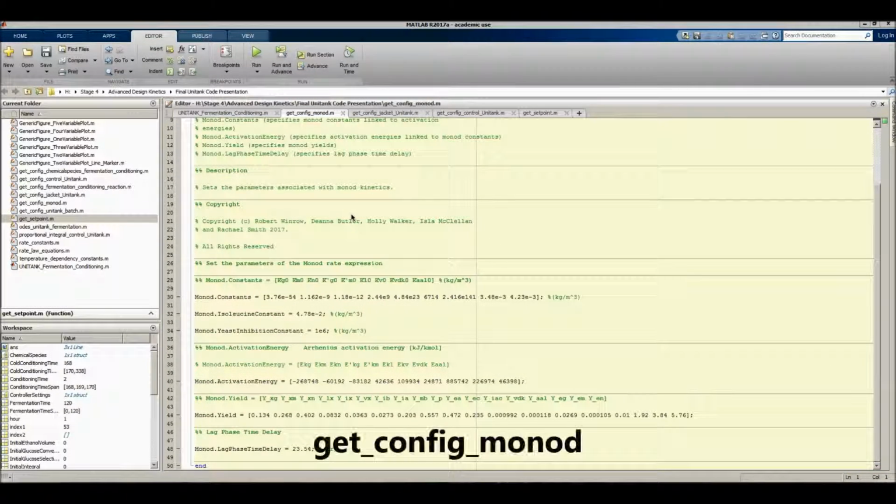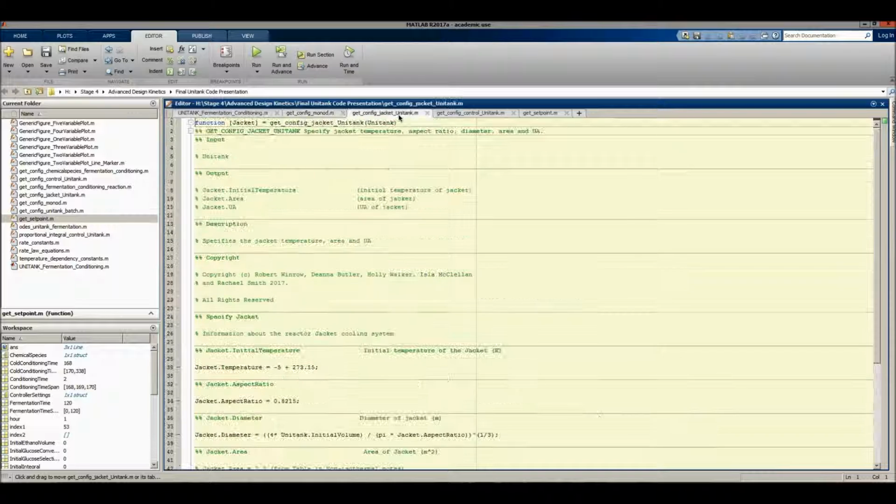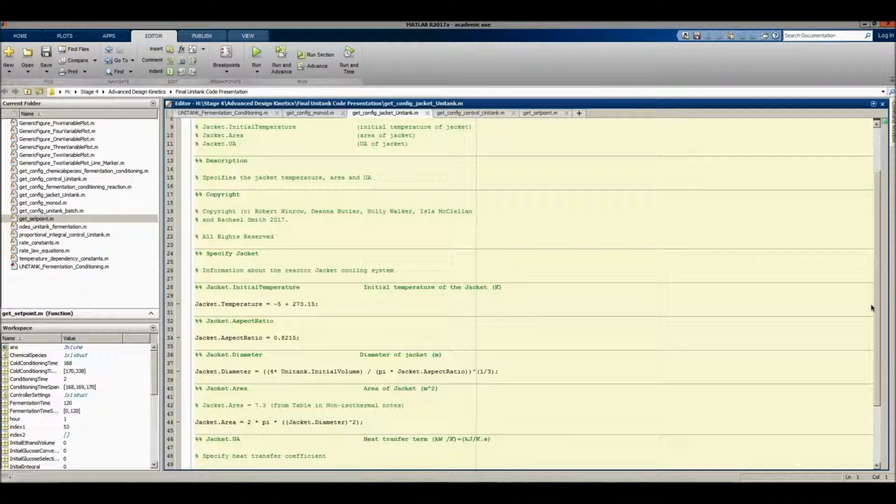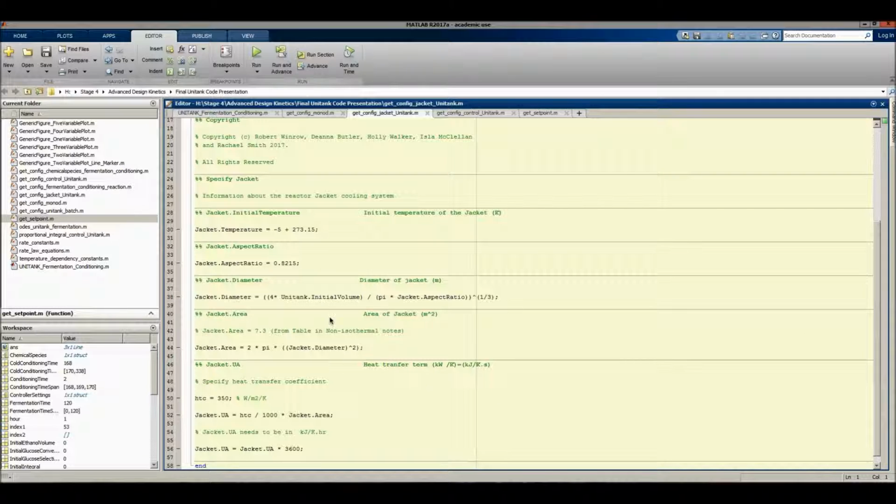The next function is getConfig_monod, and this sets the parameters of the monod rate expressions that are used in the reaction kinetics. We also have getConfig_jacket, which specifies all of the jacket parameters. We use the aspect ratio to calculate the diameter and therefore the area. Down here we convert the jacket UA term into units of per hour rather than per second.